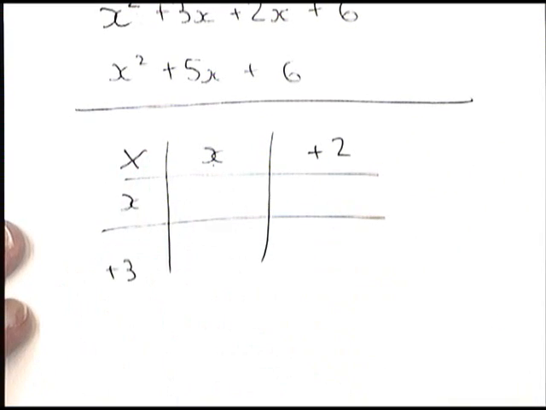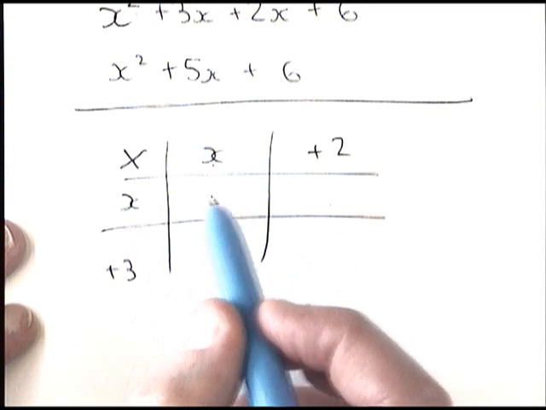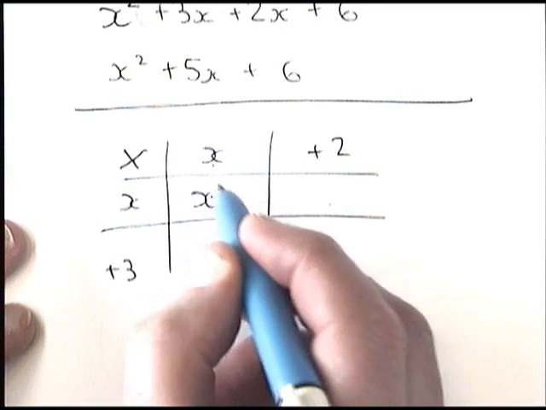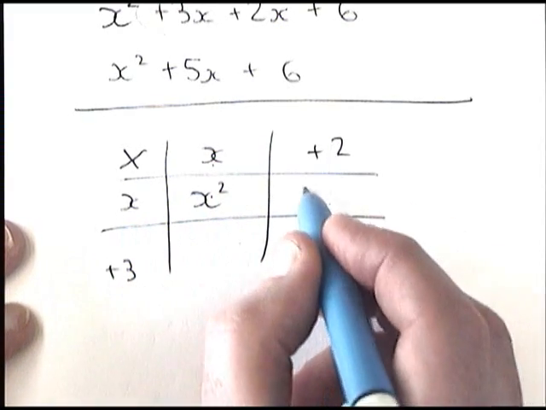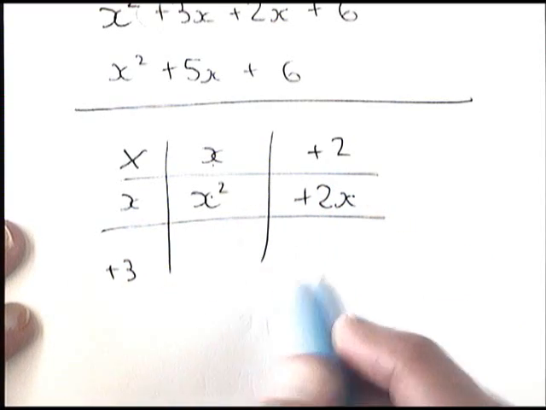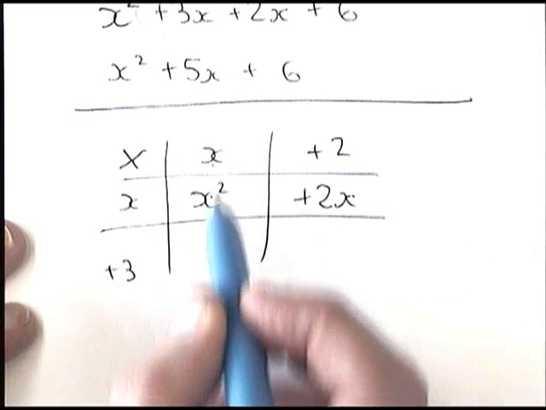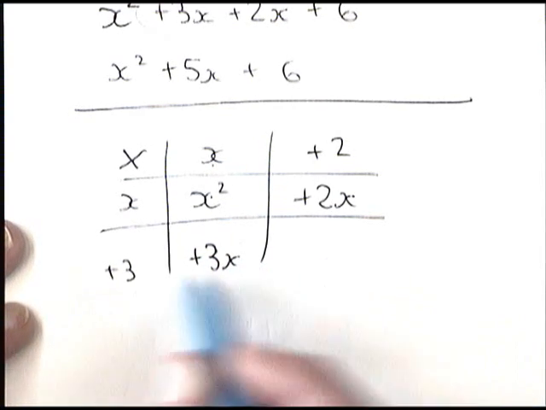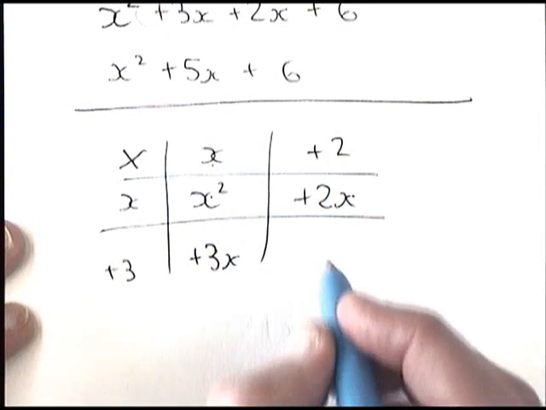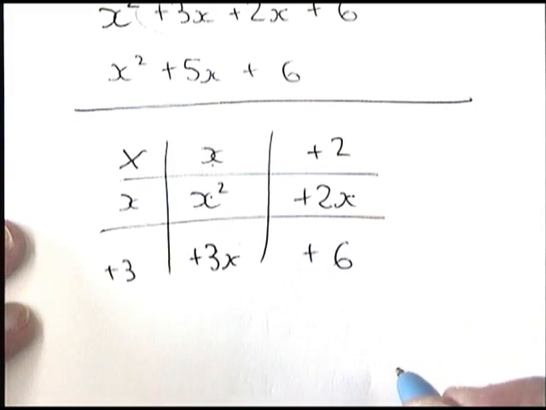And now we times each bit together. We fill each of these four gaps. So here we do x times by x, which is x squared. Here I do x times by plus 2, which is plus 2x. Here I do plus 3 times by x, which is plus 3x. And here I do plus 3 times by plus 2, which is plus 6.